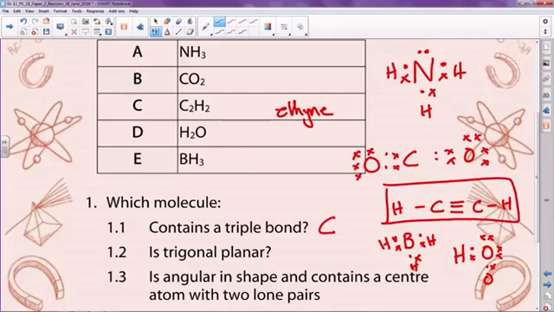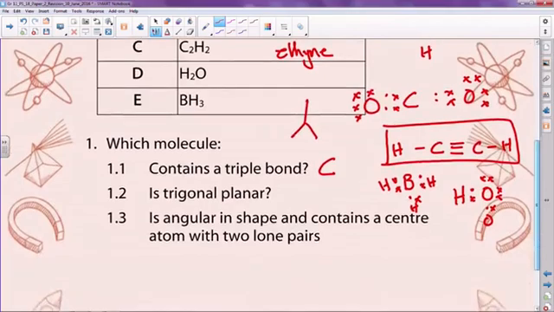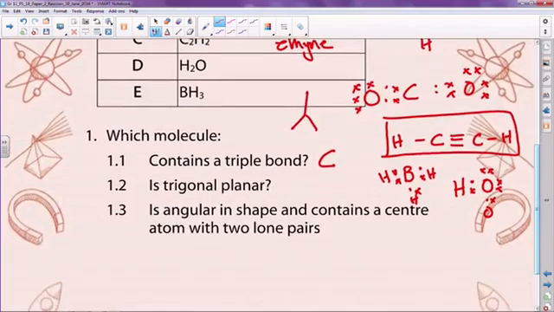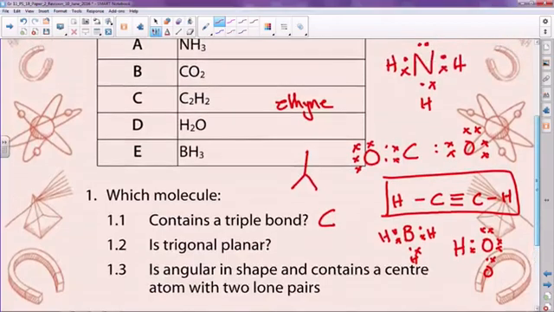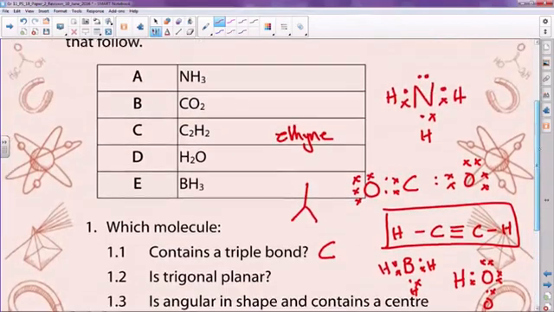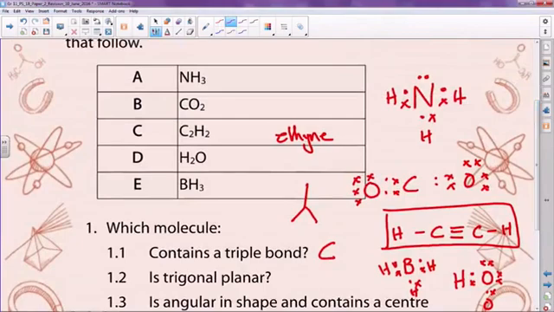Now, what about trigonal planar? What shape is trigonal planar? Trigonal planar is that shape. That means you'll have a molecule in the middle and then you'll have 3 others. So that means we need 4 atoms in total. Could it be ammonia? Let's have a look. This one's got 1, 2, 3. There's 4 atoms in total. But what shape is this going to give me? This is going to give me a pyramid shape.